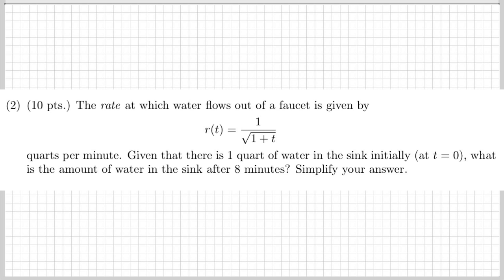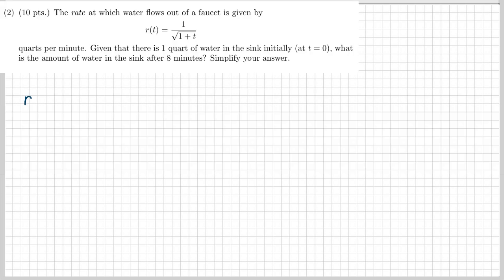So some of you did this as an indefinite integral, or a definite integral from 0 to 8, which was a great intuition, but you forgot about the initial condition. So if you wanted to do it as an antiderivative or a definite integral of lowercase r of t from 0 to 8, that'll tell you how much the water changed in that 8 minutes, but you'll have to add the 1 quart that was in the sink. But that's not how I'm going to do it.